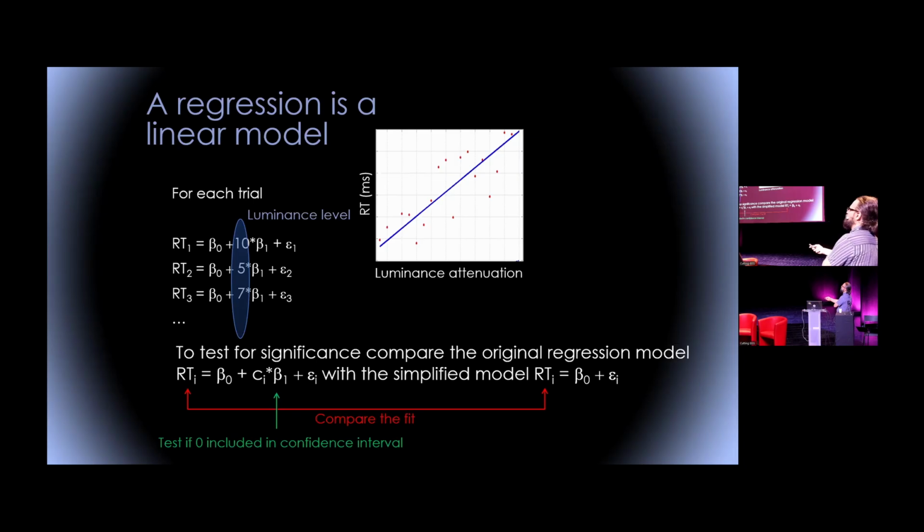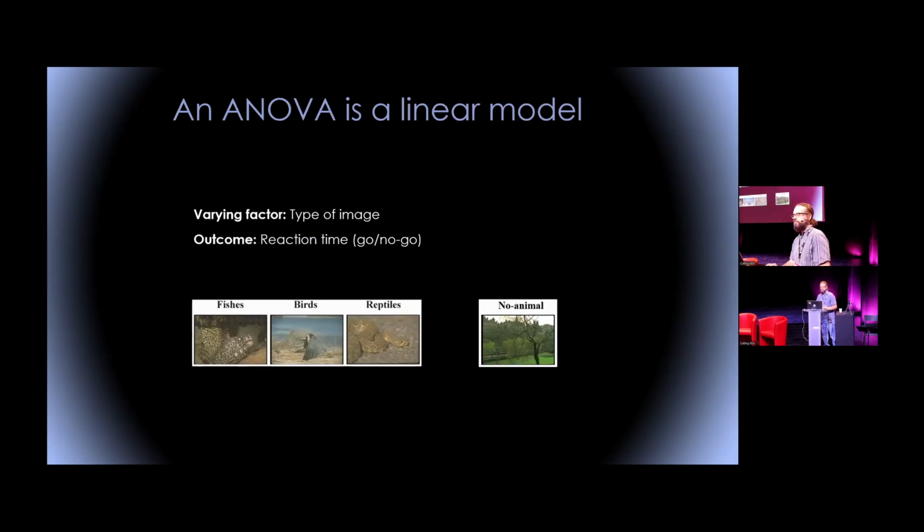And basically, to know if beta 1 is significant, if the slope is significant, what we do is we compare a GLM where we have this term and a GLM where we don't have this term. And we look at the fit using R-square. If the fit is significantly better, we can say the slope is significant. So a regression is a GLM. It's not approximately a GLM. It's exactly a GLM. What about ANOVA?